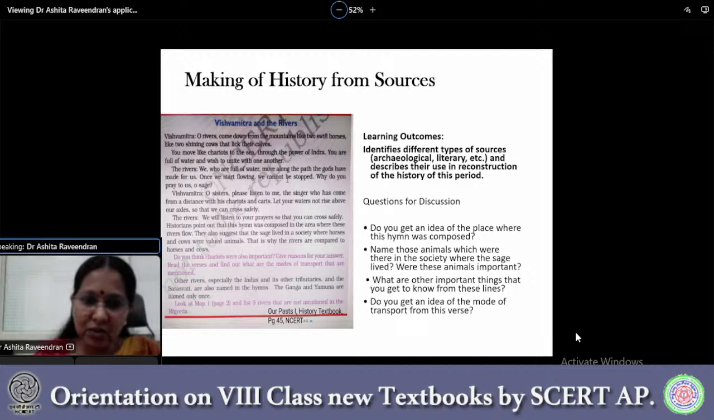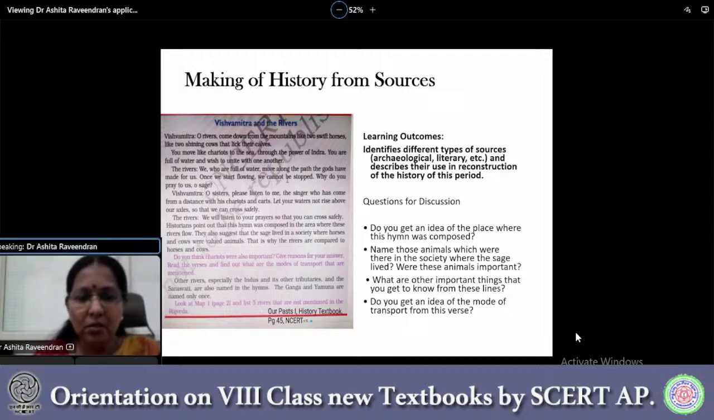Unless you have a discussion based upon these sources which have been given, we won't gain much out of the presence of the source in the textbook. So you have to have certain discussions regarding that, like, do you get an idea of the place where this hymn has been composed? There are many animals which have been stated here. Which are these animals, and what is the importance of these animals in their lives? Of what importance do you feel?